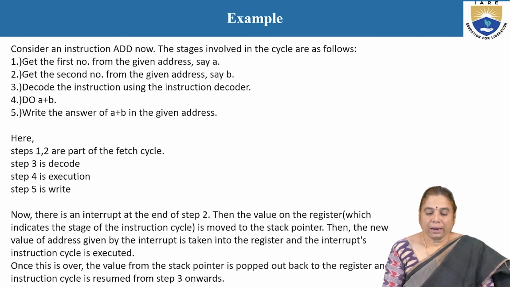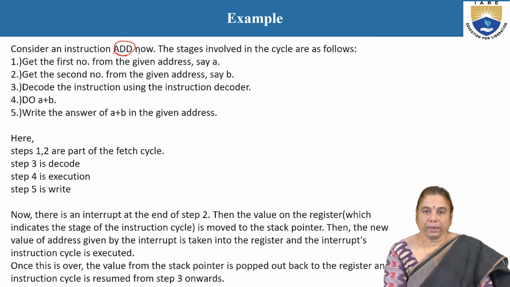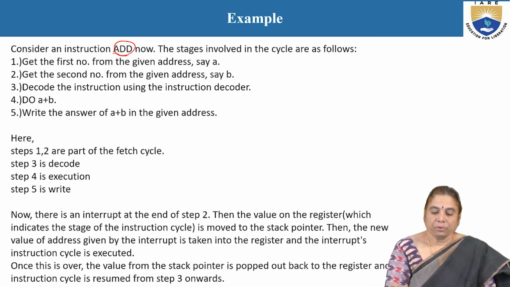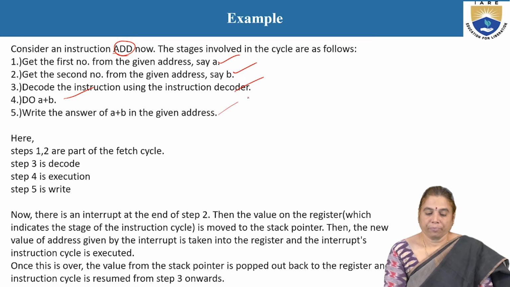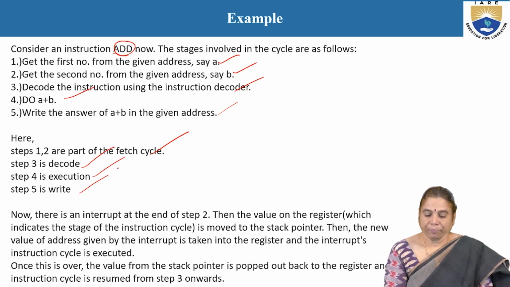So consider an example here. The add instruction, how it is executed. Getting the first number and storing it in A, getting the second number and storing it in B, decode operation, addition operation, writing the answer. So 1 and 2 are the fetch cycle, 3 is the decode cycle, the 4th one is execution, and the 5th one is the write operation.